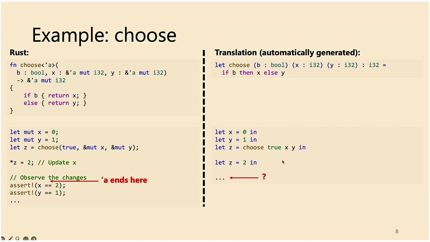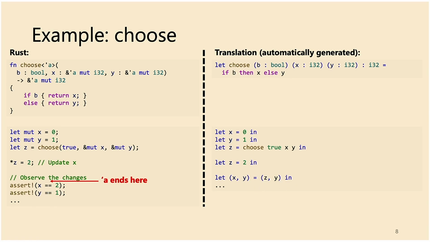And finally, we get to the interesting part, which is we evaluate those assertions, and at this moment, in order to read x and y, we need to end the lifetime alpha. So we kill the borrow z, and we get access back to x and y, and at this moment, we can observe their values. So in the pure model, we say we get some new values for x and y. Now the question is, what are those new values? Well, because the Boolean is true, through choose we returned x, so through z we updated x, and y is left unchanged. So the new value for x is the last value we put in z, that is 2, and y is left unchanged.